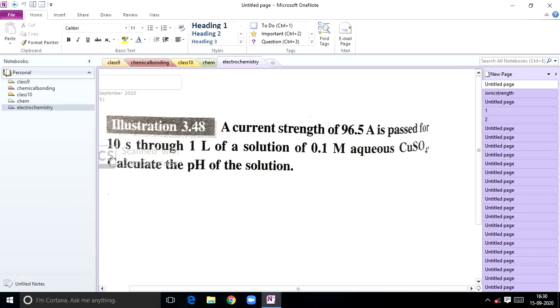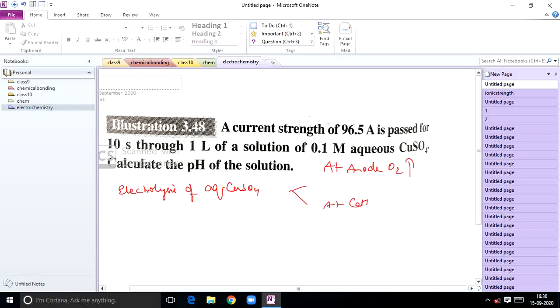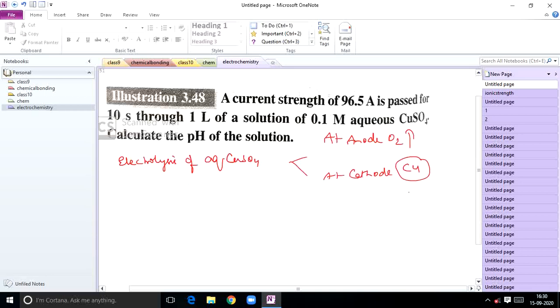See, aqueous copper sulfate solution, you know, electrolysis of aqueous copper sulfate solution. So what are the products you are going to get? At anode, what is liberated? Already you know, oxygen gas is liberated at anode, and at cathode copper is liberated. So that is basic information. Next, what we have to do, a current of strength is given.